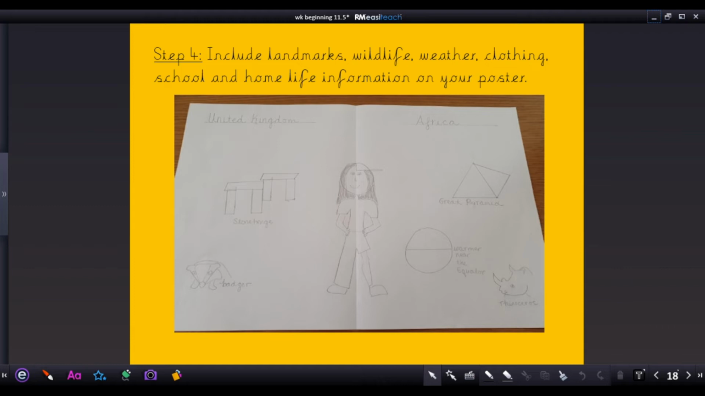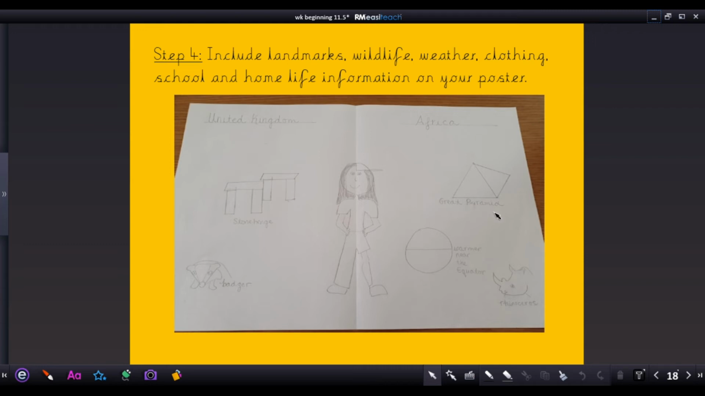If you have a look carefully at my United Kingdom sign, I have drawn Stonehenge, which is a landmark that's known all around the world that is found in the United Kingdom. When I wrote its name, I made sure to use a capital letter because it is a proper noun, and I drew a simple sketch of what Stonehenge looks like to me. Underneath, I drew a picture of a badger. Badgers live in the United Kingdom. They usually come out at night, but you can occasionally see them in the daytime, and they are in many, many British stories for children.